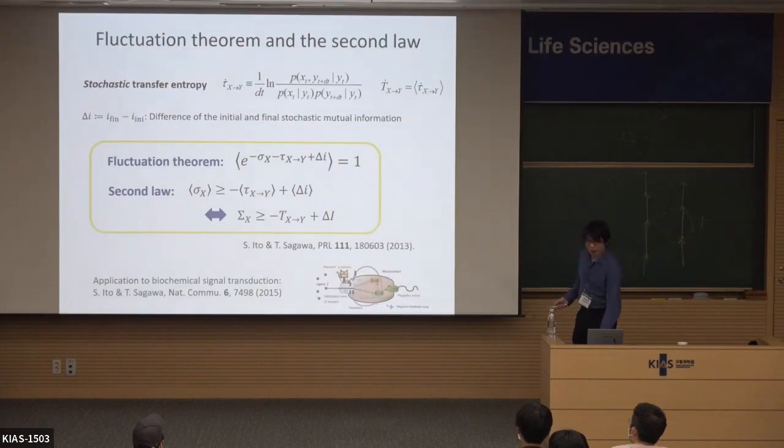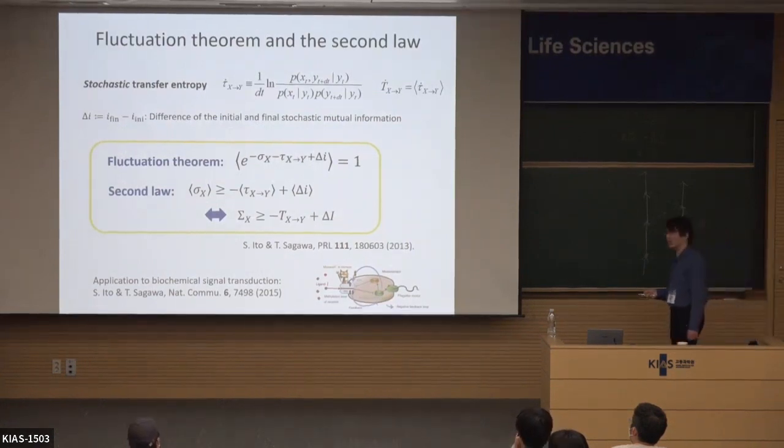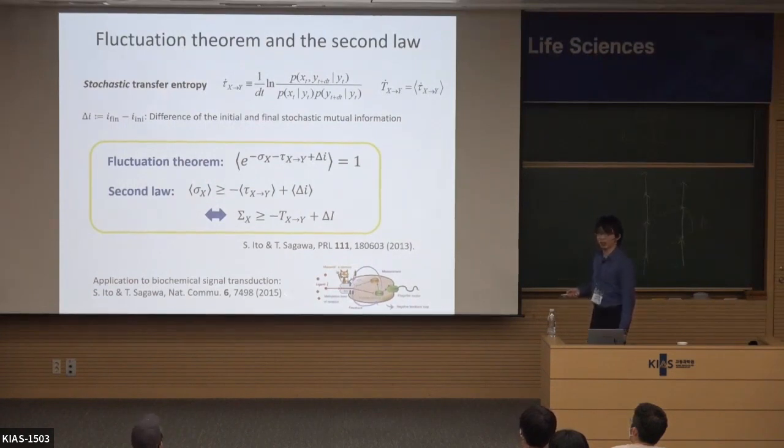Now, I will skip the details, but we can also show the fluctuation theorem and the second law of thermodynamics by incorporating the transfer entropy. We have applied this kind of formulation to biological chemotaxis in our 2015 paper. But I will skip the details about this.